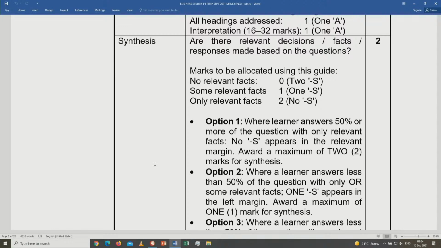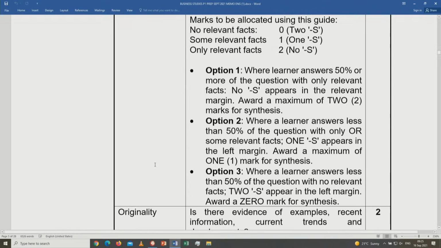So you will see that no relevant facts. If in an essay, everything that the learner has put there is irrelevant, you will have 2 minus S's. If the learner has some facts relevant and some irrelevant, you'll have 1 minus S. And then if you have 1 minus S, it means the learner will get 1 for synthesis. And if the learner has only relevant facts, the learner will get 2 marks, and there won't be any minus S on the essay. So if there is no indication of minus S on the learner script, it means that learner will get 2 marks. And then you've got the options, option 1, 2, 3.